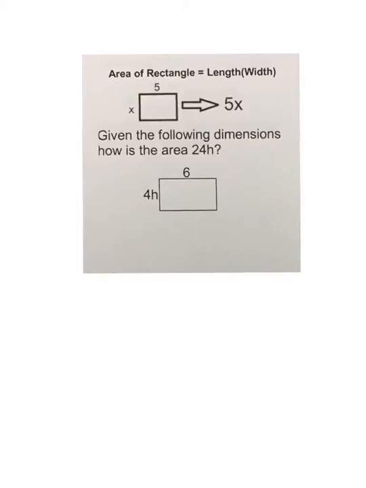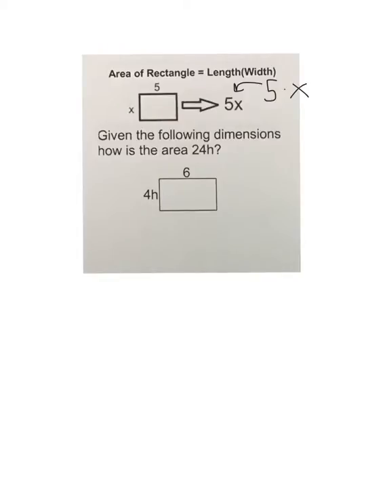Right, so it gives us an example. X would be our height here, or our length, and 5 would be our width. So you could also write this as 5 times x, which just gives you the answer 5x.